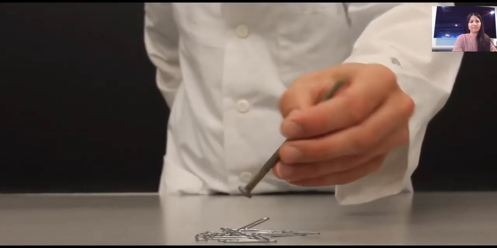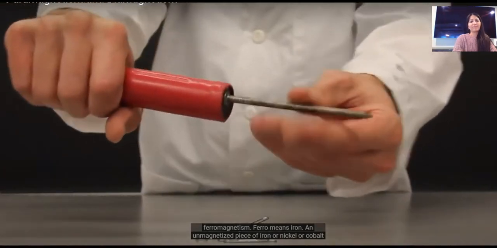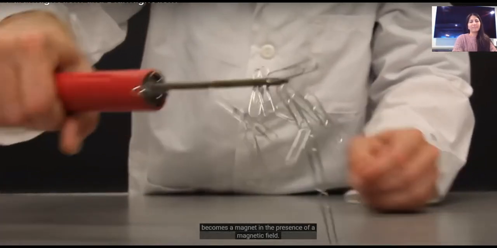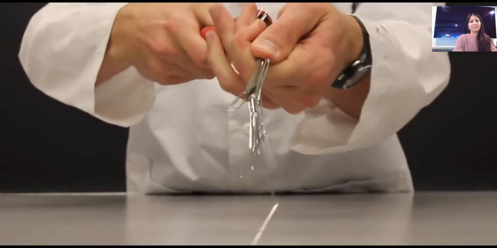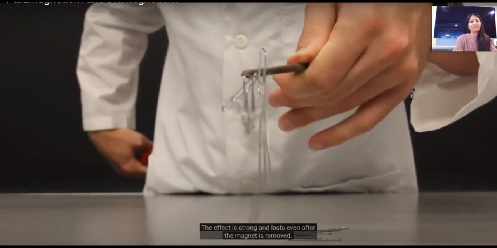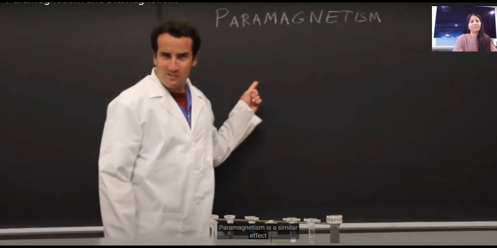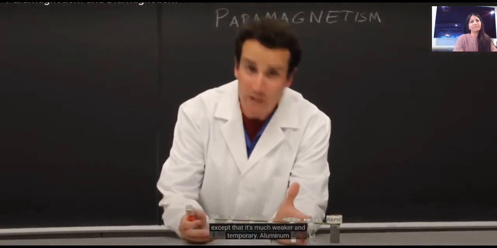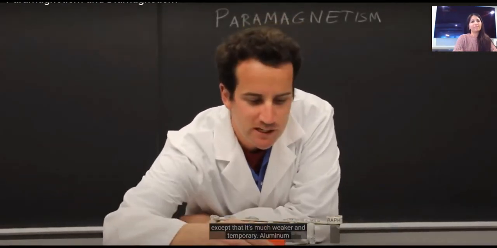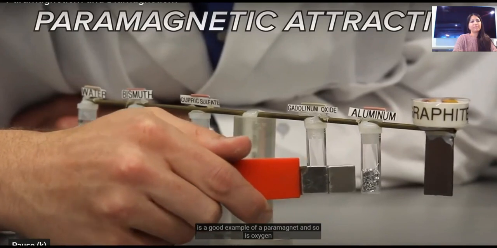You're probably already familiar with ferromagnetism. Ferro means iron. An unmagnetized piece of iron, or nickel or cobalt, becomes a magnet in the presence of a magnetic field. The effect is strong and lasts even after the magnet is removed. Paramagnetism is a similar effect, except that it's much weaker and temporary. Aluminum is a good example of a paramagnet.